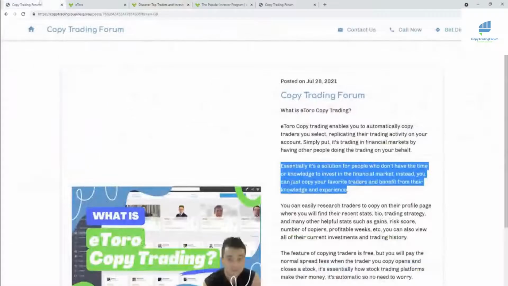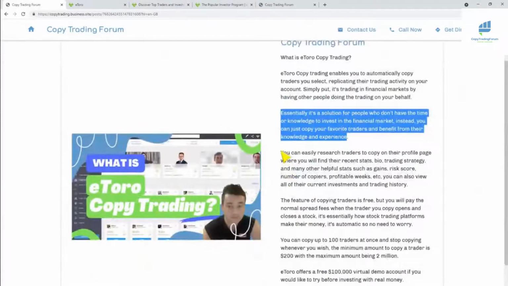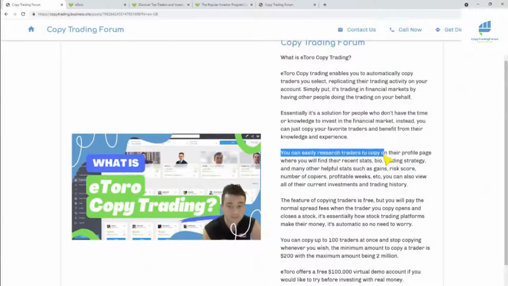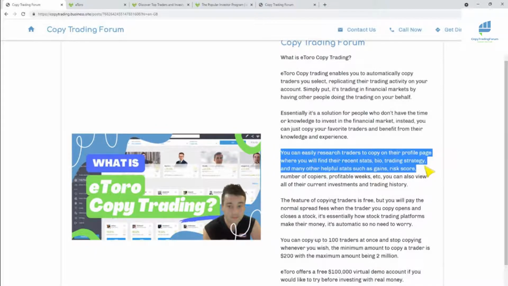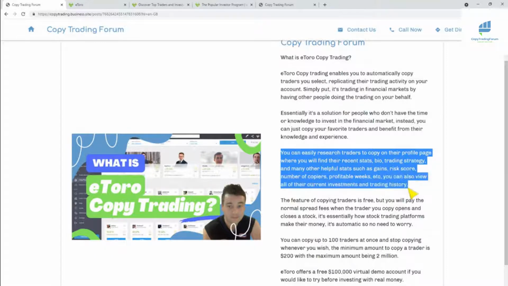Okay, so let's go back to our notes here. So you can easily research traders to copy on their profile page, where you'll find their recent stats, their bio, trading strategy, and many other helpful stats, such as gains, the profits they made, the risk score, which is from 1 to 10, and I'll show you that now, the number of copiers, the profitable weeks, etc. You can also view all the current investments and trading history.